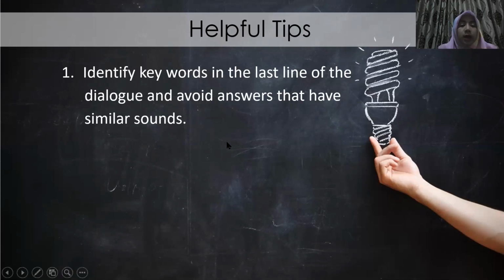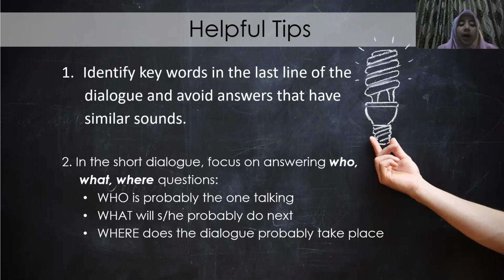Now, about the next strategy. What was the next strategy? Avoid similar sounds. The tip is to identify keywords in the last line of the dialogue and avoid answers that have similar sounds. So we must first identify the keywords in the last speaker's line in the dialogue, and then avoid answers that have the same or similar sounds. Okay, and then in the short dialogue, focus on answering who, what, where.